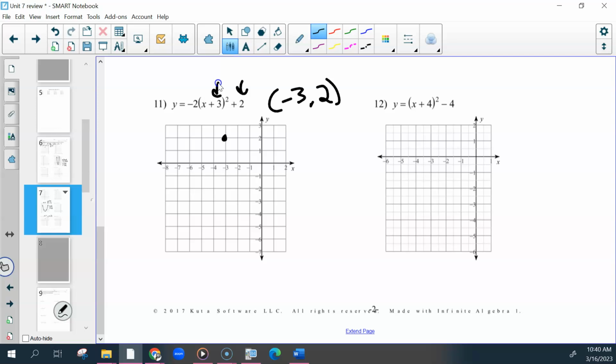So for these problems, specifically, all we have to do is just put it in the left hand side and then on the outside to find your vertex and then graph it.